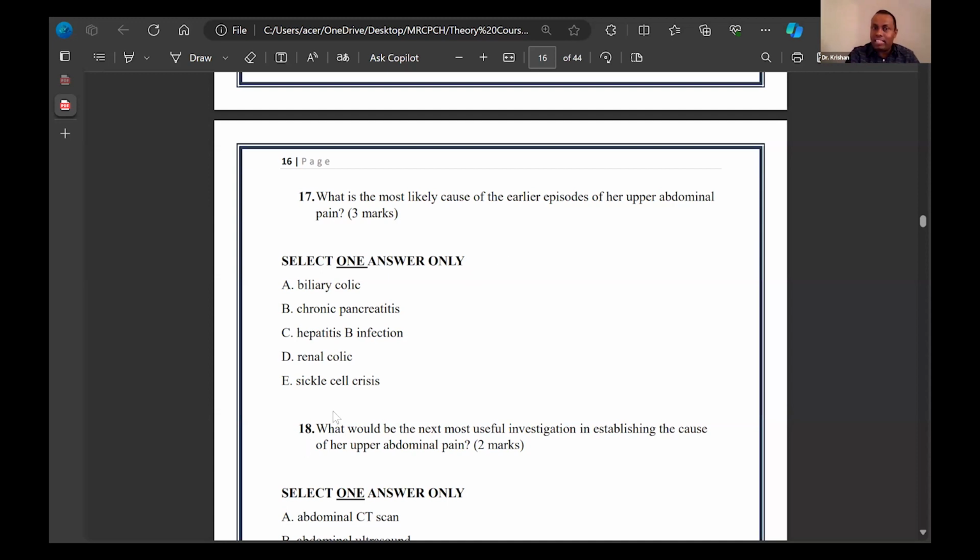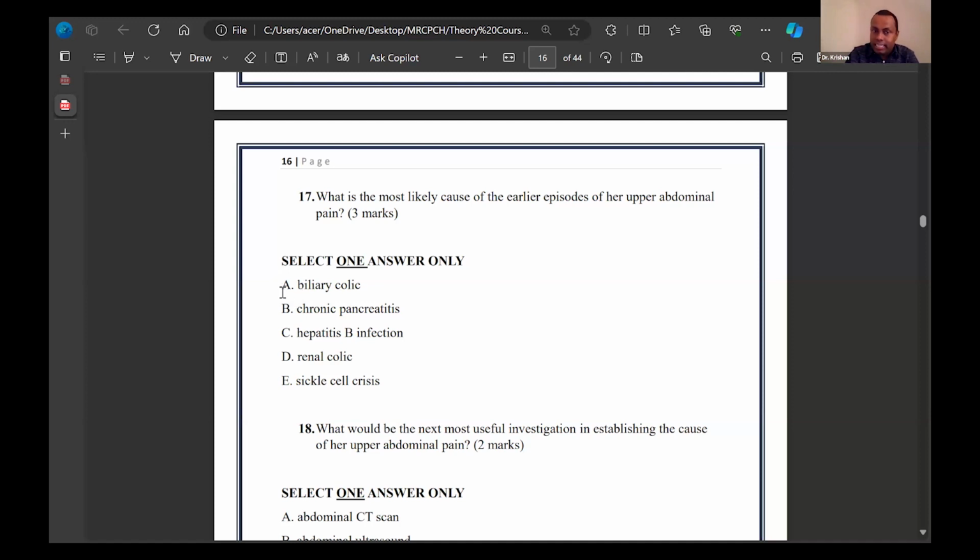Sickle cell crisis per se will not cause upper abdominal pain of this kind. Renal colic will cause loin to groin pain, not upper abdominal pain. Hepatitis B infection is likely, and that does not cause this kind of colicky abdominal pain. Chronic pancreatitis will cause a central abdominal pain radiating through to the back. Chronic pancreatitis and sickle cell anemia are not classically linked, but biliary colic is classic in them. Not only in them, any chronic hemolytic anemia can cause gallstone formation, so they might present with biliary colic.